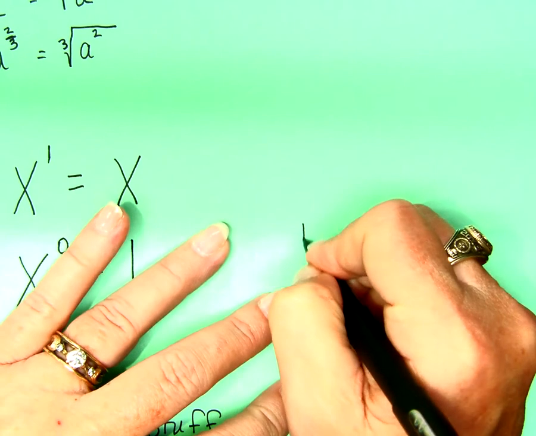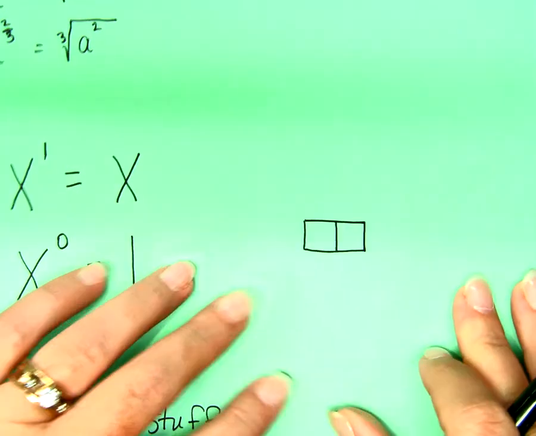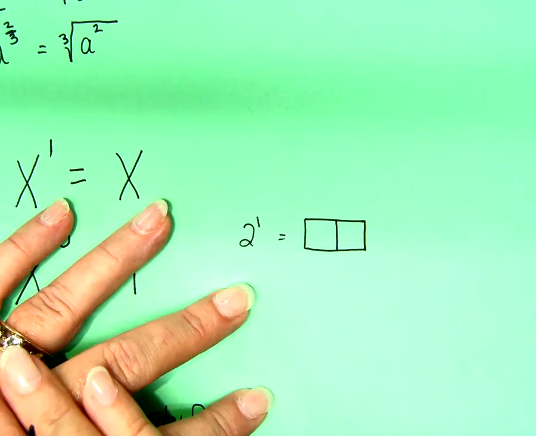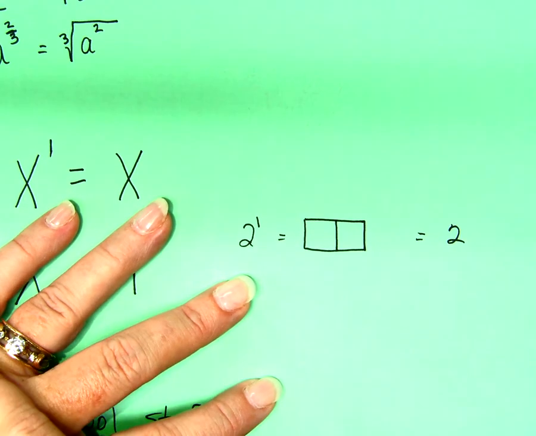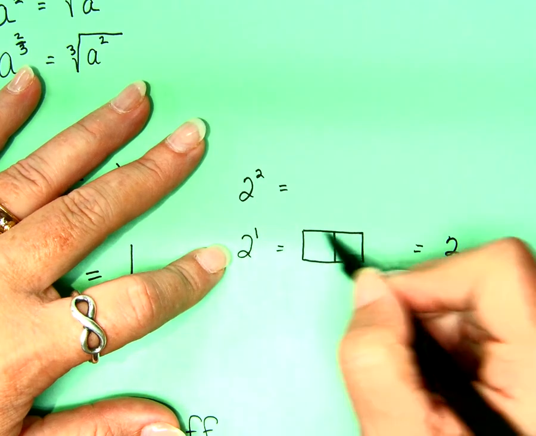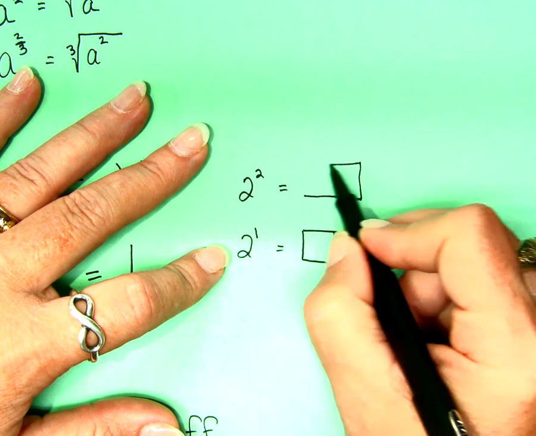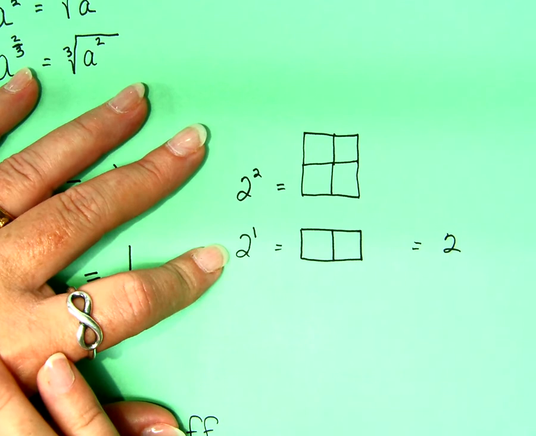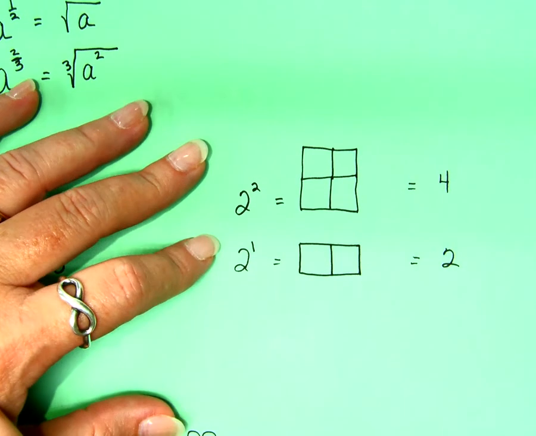Okay. And yes, I do want you to draw this. Would you agree that that is 2 to the first power? So it's 2, right? Would you agree with that? So if I say 2 squared, what have I done with this? I've multiplied it by 2. I've doubled it, right? So I'm going to take my original picture, and then I'm going to double it. How many are there now? 4. You okay with that?